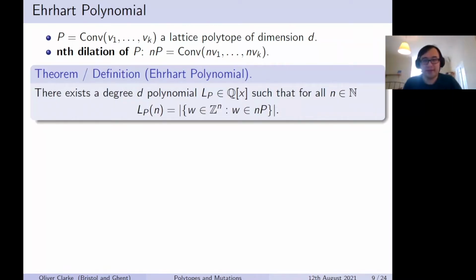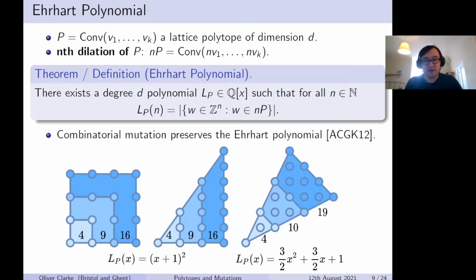It's a nice thing that if you count the number of lattice points inside the nth dilation, then this is going to be a polynomial with rational coefficients of degree d, where d is the dimension of your polytope. So it turns out that combinatorial mutation preserves the Ehrhart polynomial, and this is one of the results from Akhtar, Coates, Galkin, and Kasprzyk.